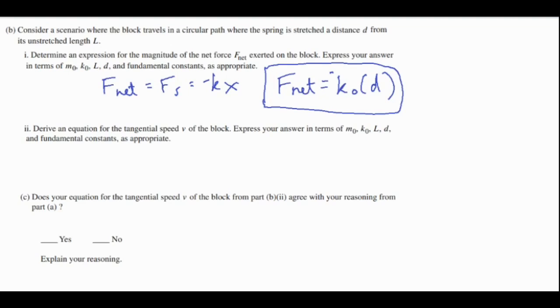And then it says derive an equation for the tangential speed v of the block. Express your answers in terms of m naught, k naught, l, d, and fundamental constants as appropriate. All right, so now when we're thinking of tangential speed, I'm thinking of circular motion and centripetal acceleration. So we have this k naught times d, and that should equal mv squared over r. So mass times v squared over r, which is centripetal acceleration. Now, again, I want to make sure that I use the terms that they gave me. So let's go ahead and change the look of this and then solve for a tangential speed.